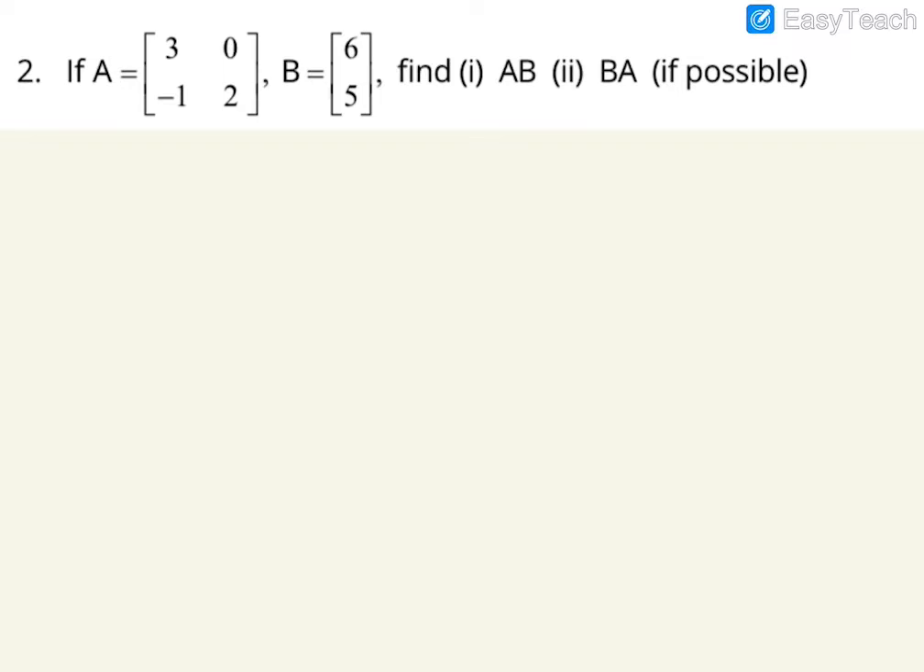Question number 2 says, if A is [3 0; minus 1 2] and B is [6; 5], find AB and BA. The product of A into B and the product BA, if possible. So what is the order of A? The order of A is 2 into 2 and the order of B is 2 rows and 1 column, 2 into 1.